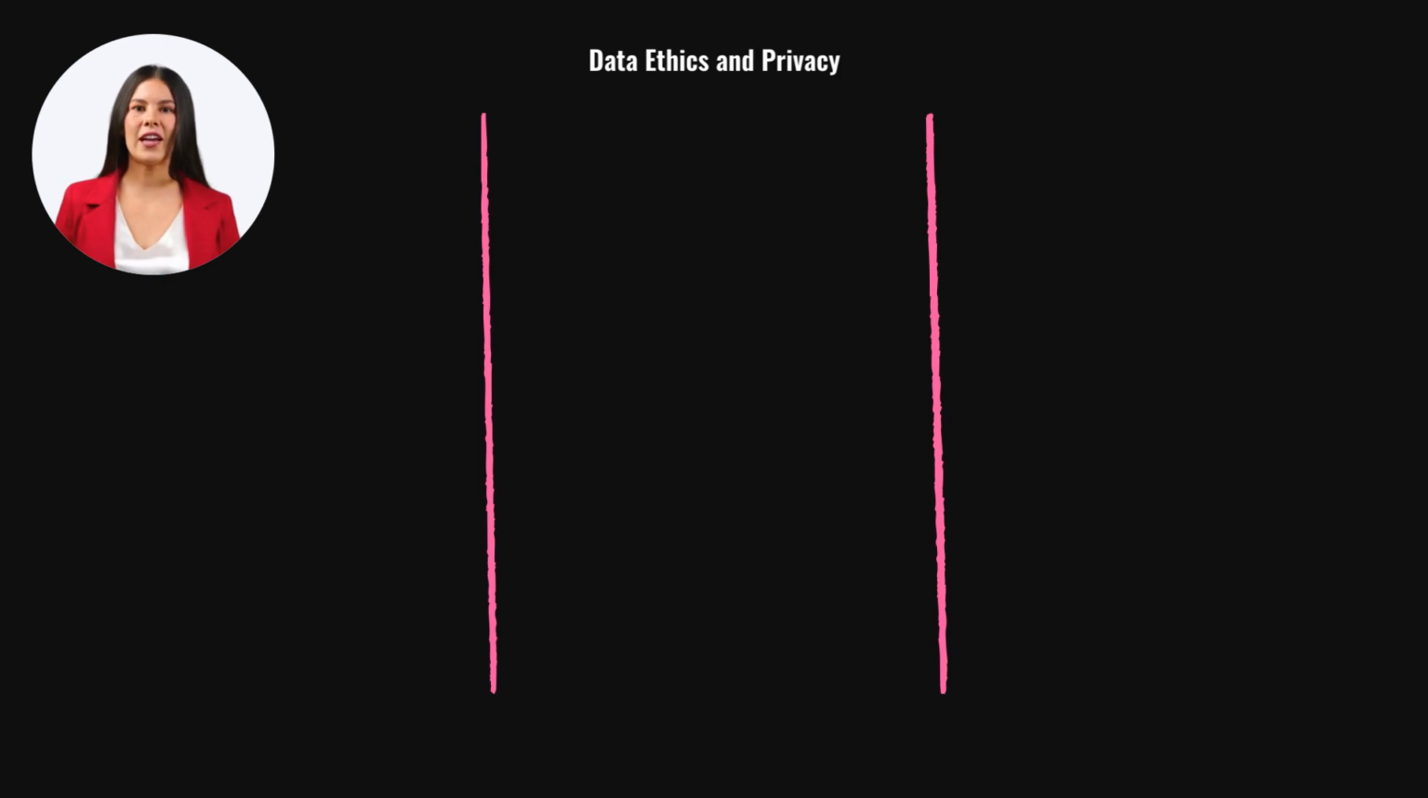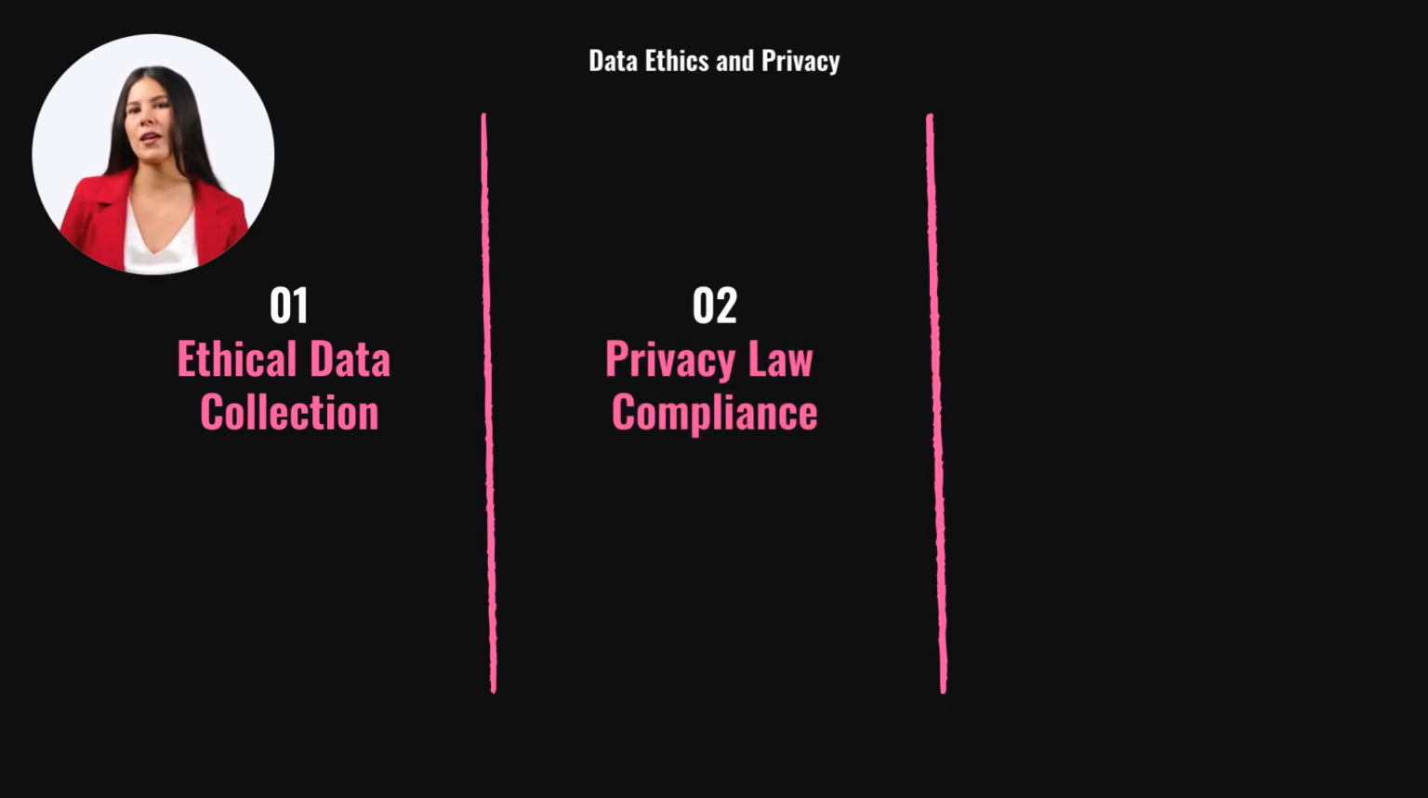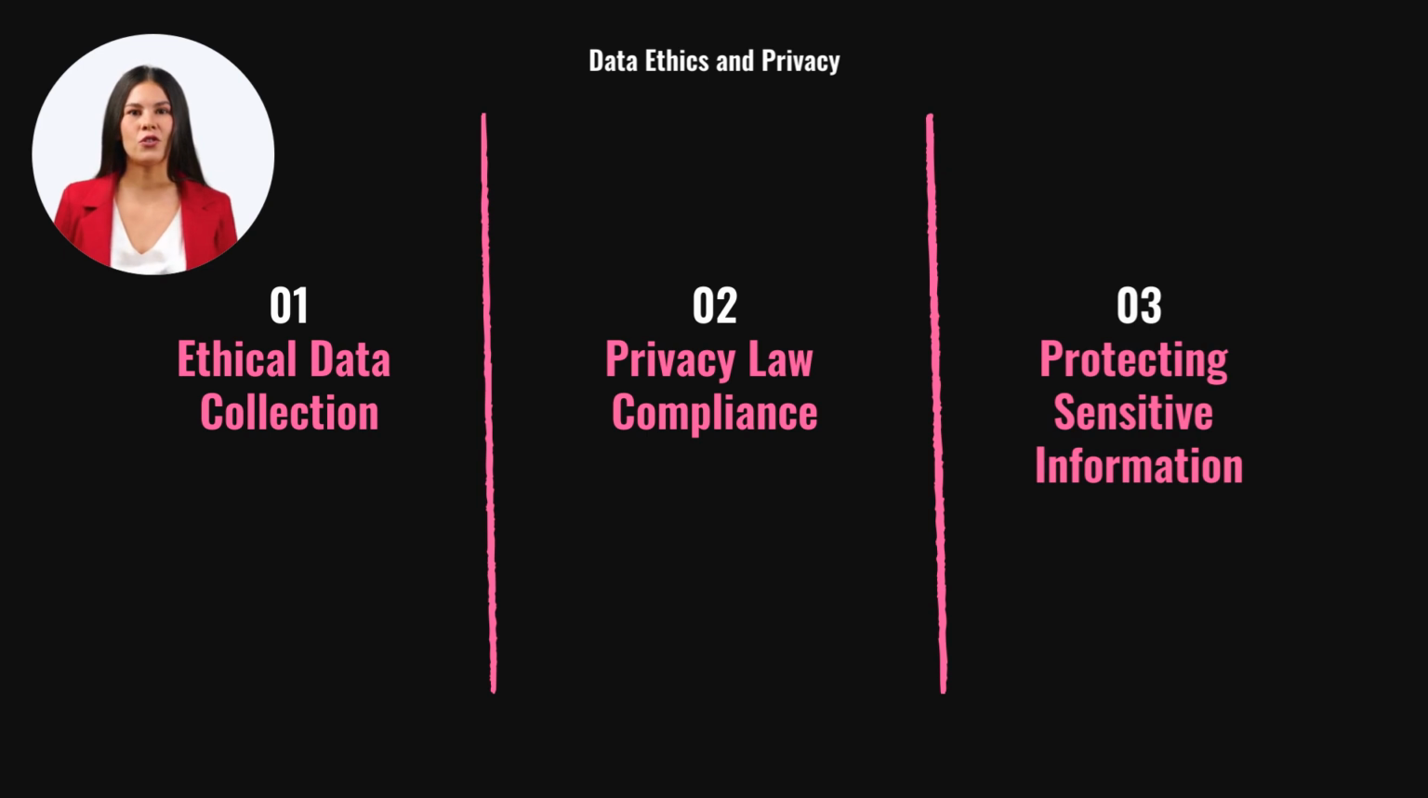Data ethics and privacy are vital in machine learning. Ethical data collection and usage ensure compliance with privacy laws. Implementing guidelines and frameworks helps maintain ethical standards, protecting sensitive information and securing consent. This approach fosters trust and integrity in data-driven projects, aligning with legal and ethical obligations.